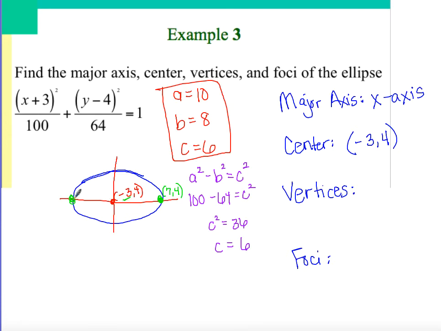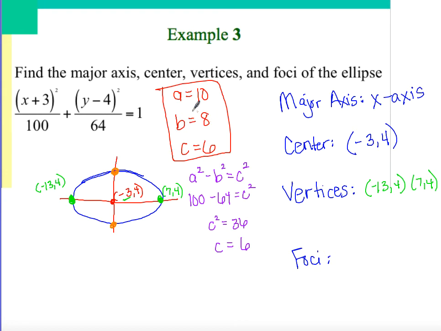Now go back 10 to get to the other green dot here. If I go back 10, that's going to put me at -13, 4. Again, I haven't changed the y value, haven't gone up or down, so those points will stay right there. So here's my vertices, -13, 4, and 7, 4. Now those are just the major axis vertices, so we do want to find the minor as well. I'm going to put those in orange right here. So we're going to find the minor axis vertices.